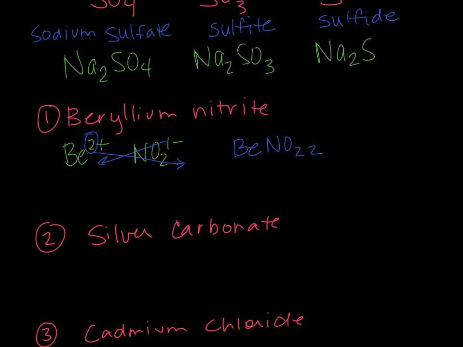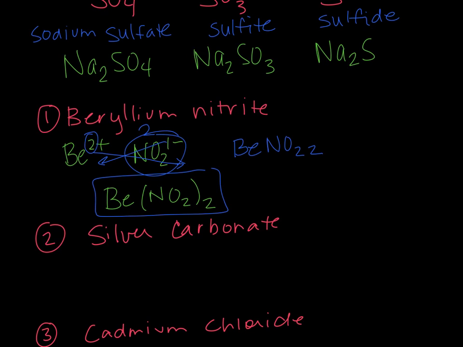BeNO2 2. Well, I don't want 22 oxygens. That doesn't make any sense. I need 2 of all of that. So the way that that is written is Be, and then we use parentheses to say I've got 2 nitrites to balance out the 1 beryllium. And so that's the correct answer.